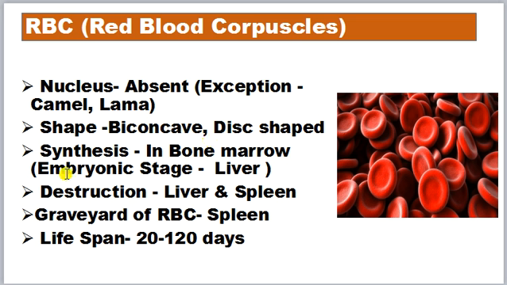And if we talk about its synthesis, RBCs are formed in bone marrow, but at the embryonic stage its formation takes place in the liver, and its destruction, that means it dies, in the liver and spleen. That's why the spleen is called the graveyard of RBCs, because maximum RBCs are destroyed in the spleen. Now if we talk about its life cycle, then its life cycle is around 20 to 120 days.